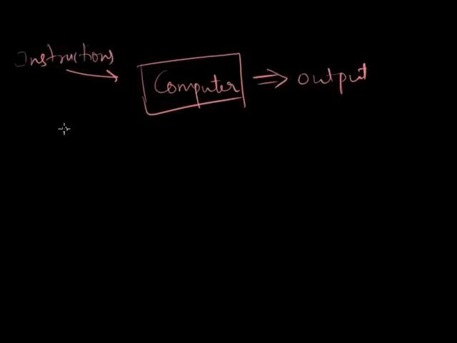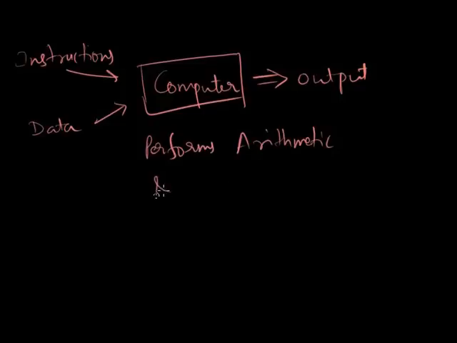But along with instructions that tell the computer what to do, a computer needs some extra information on what to operate upon. So that we give in the form of data. So as you can see, instruction and data form the input to the computer. Computer processes these instructions and data and produces some output. And this computer performs arithmetic and logical operations.